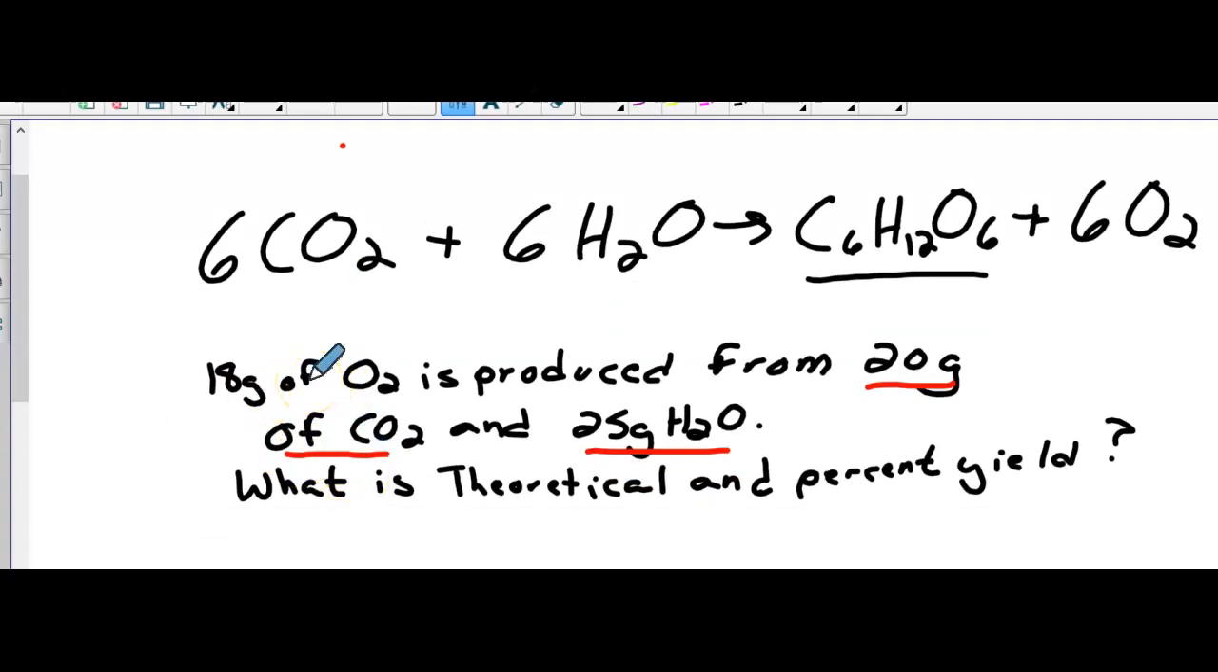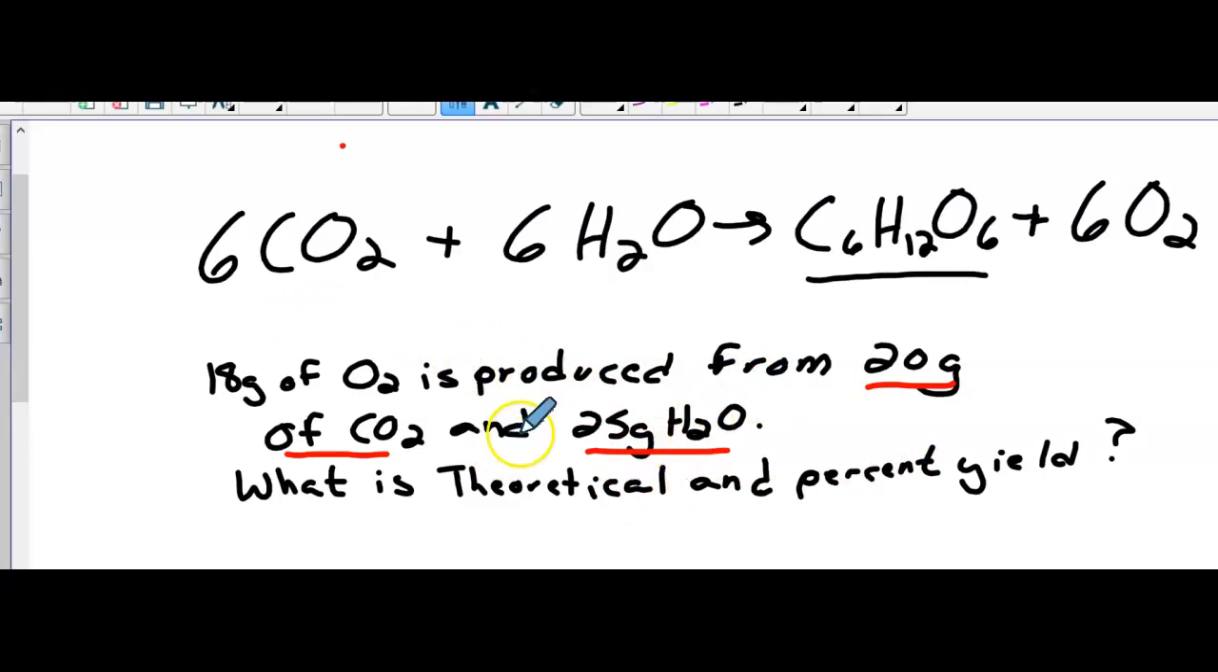So we'll use my phone. We're going to use the good old trusty carbon dioxide and water, which gives you glucose and oxygen, the photosynthesis example. So if I tell you 18 grams of oxygen is produced from 20 grams of CO2 and 25 grams of H2O, what is the theoretical and the percent yield?